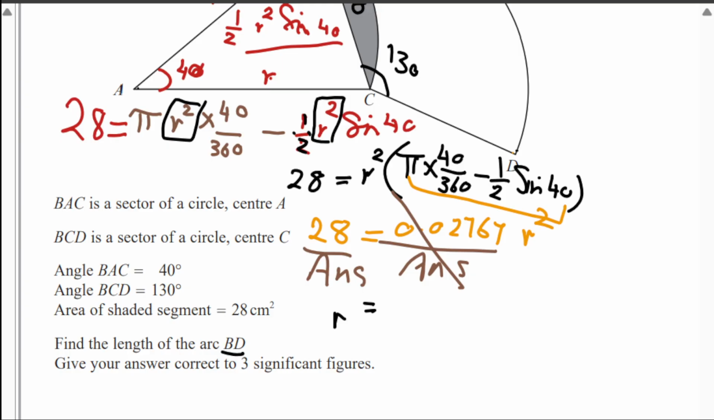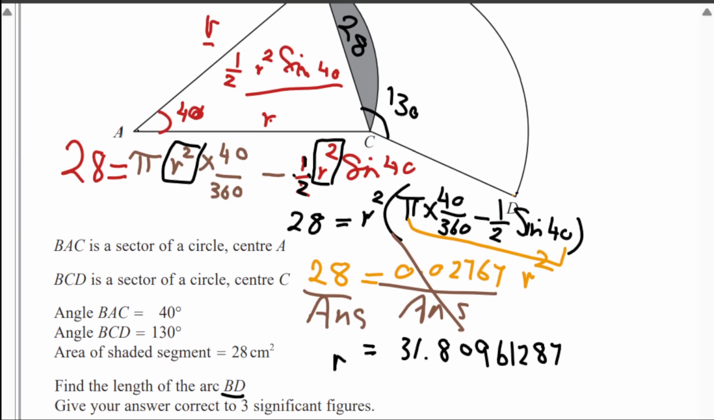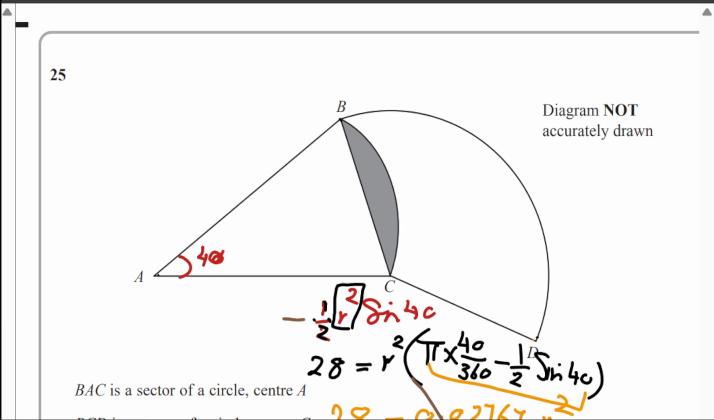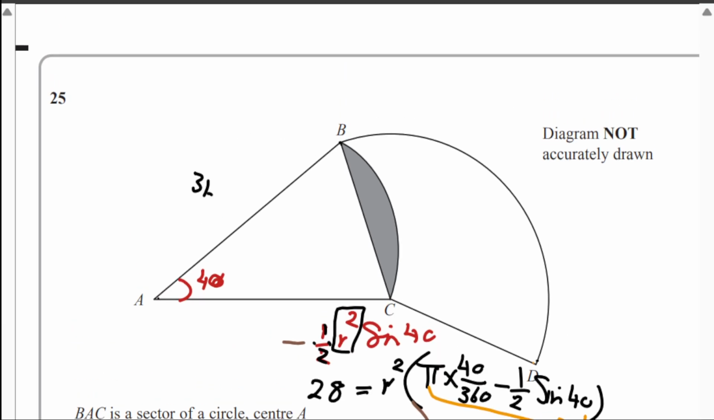So r is 31.80961287. Why am I writing all that? Because it's not a final answer. If you round in your IGCSE or exams, you don't get the full mark. Only round the final answer. Now find the length of the arc. This is very good. Now let's erase all this. Right, that's enough. Now we got this, the radius 31.8.